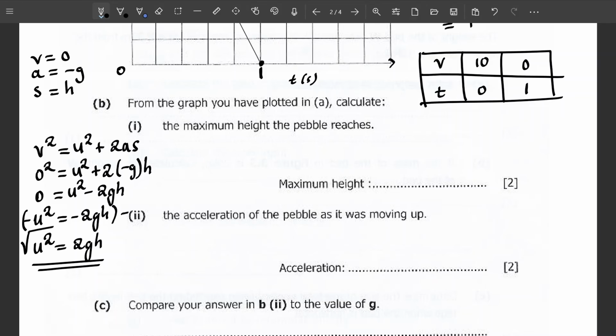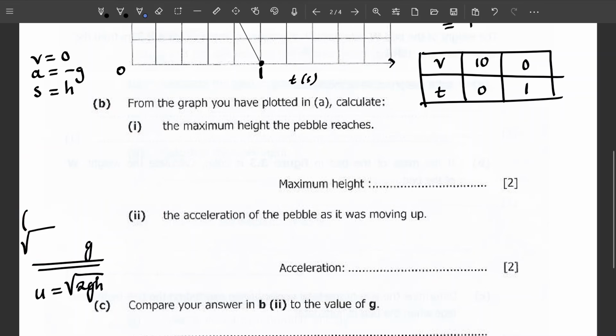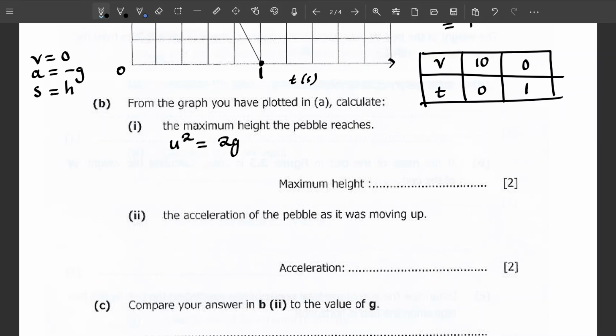Sometimes we square root this side and this side so that we have u, not u squared, like u is equal to the square root of 2gh, like that. But this is the formula I wanted, so we will leave it at this stage. So we'll use this formula which says u squared is equal to 2gh. So we already have the data.